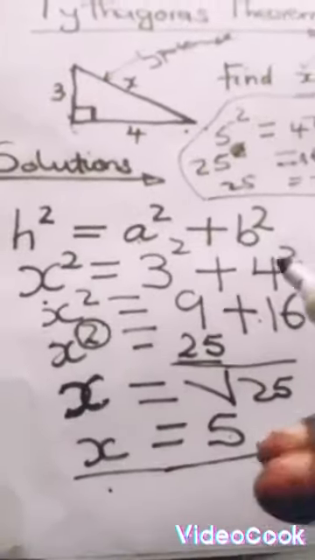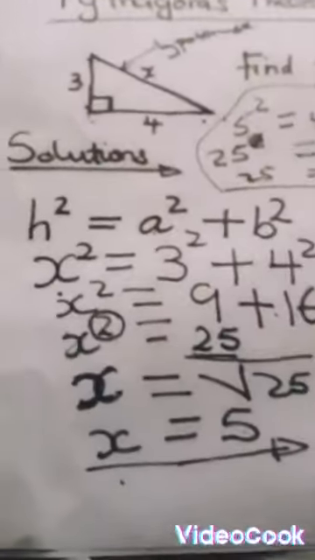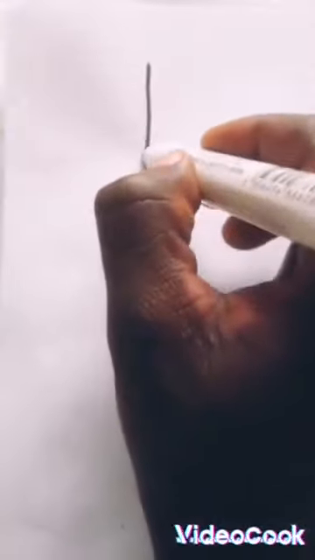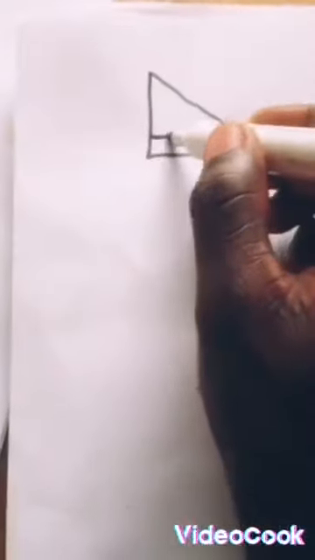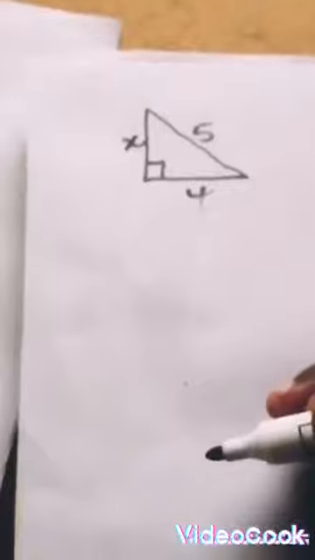What if you are given another question? Suppose this is your right angled triangle. Please don't mind my drawing, it's not good. Just get the concept right. Then they said this is 5, this is 4. Then they said find x like this.